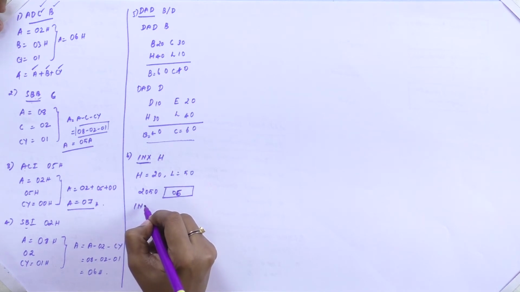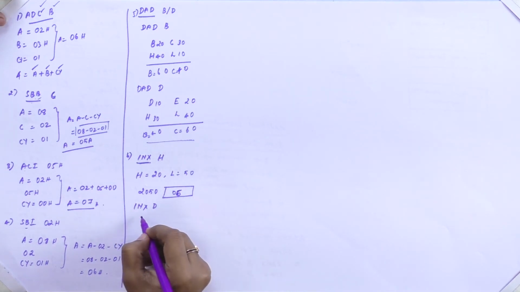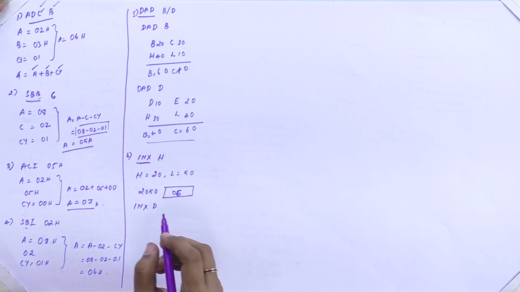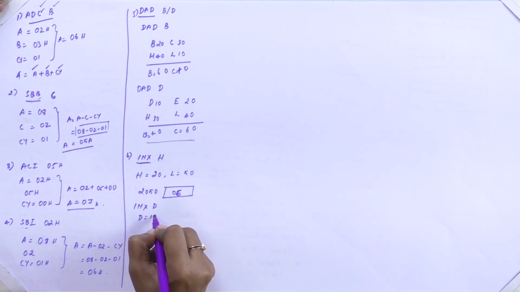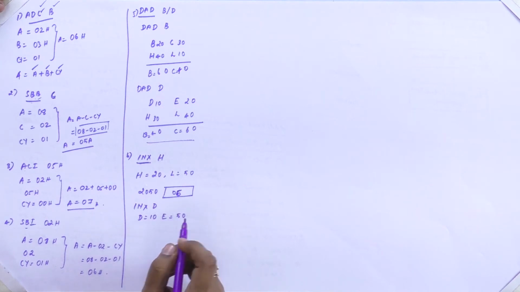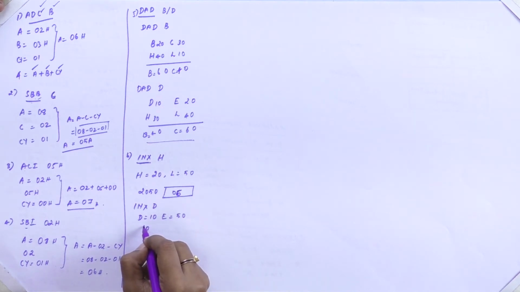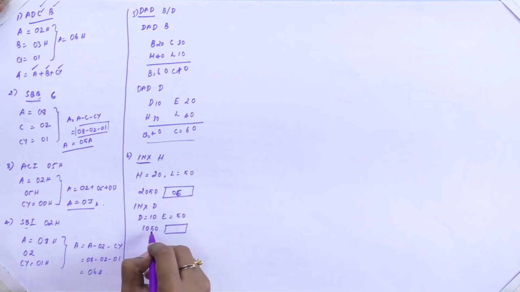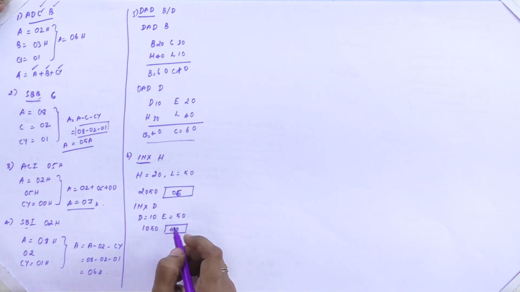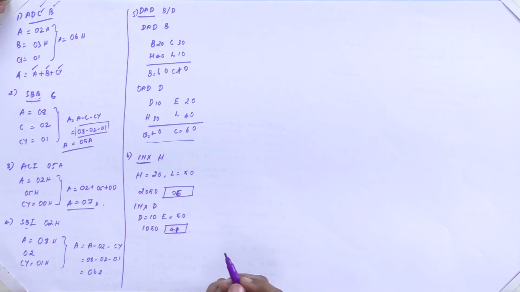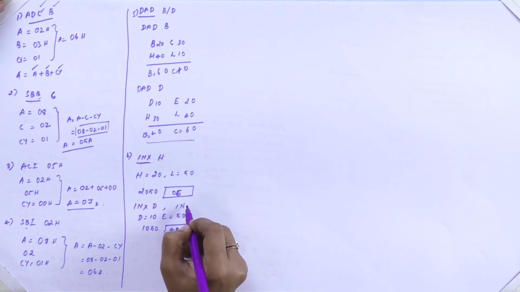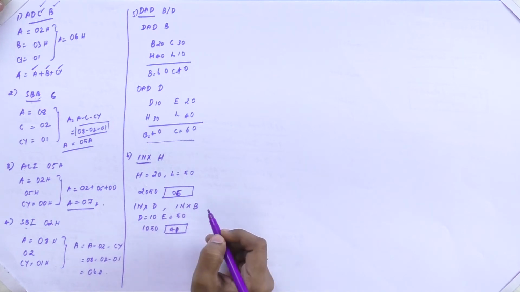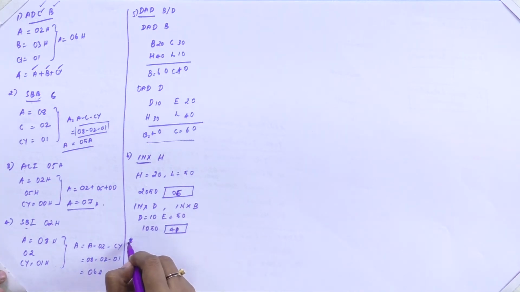If you execute this instruction INX D, then the content of DE register pair will get incremented by 1. Example, D is equal to 10 and E is equal to 50, then it refers to the memory location 1050, and if the value present in that memory location 1050 is 40, then it is incremented by 1 as 41. And you can use this instruction for BC register pair also, INX B.